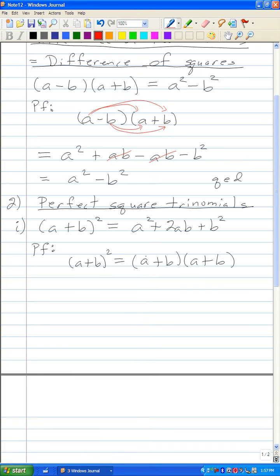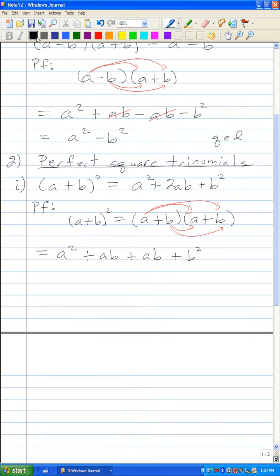And so let's use the distributive property. And so I have A squared plus AB plus AB plus B squared. I can combine like terms. And so I have A squared. AB plus AB is 2AB plus B squared.